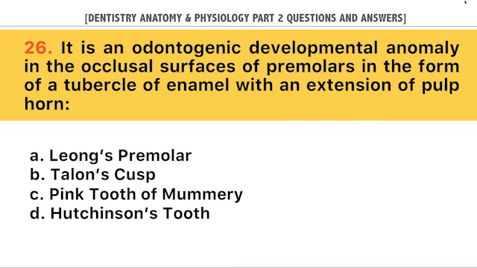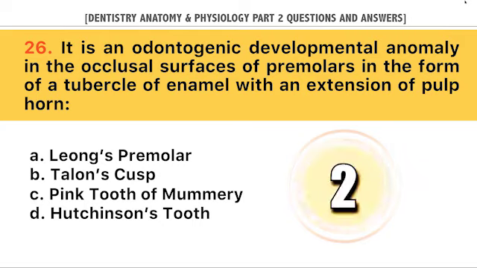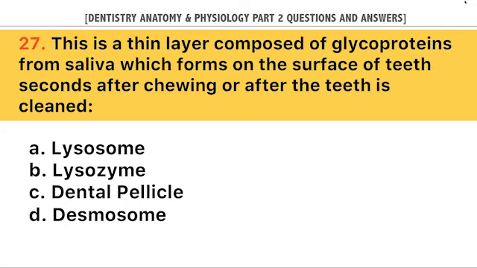It is an odontogenic developmental anomaly in the occlusal surfaces of premolars in the form of a tubercle of enamel with an extension of the pulp horn. A. Leong's premolar, B. Talon's cusp, C. Pink tooth of Mummery, D. Hutchinson's tooth. Answer A. Leong's premolar.